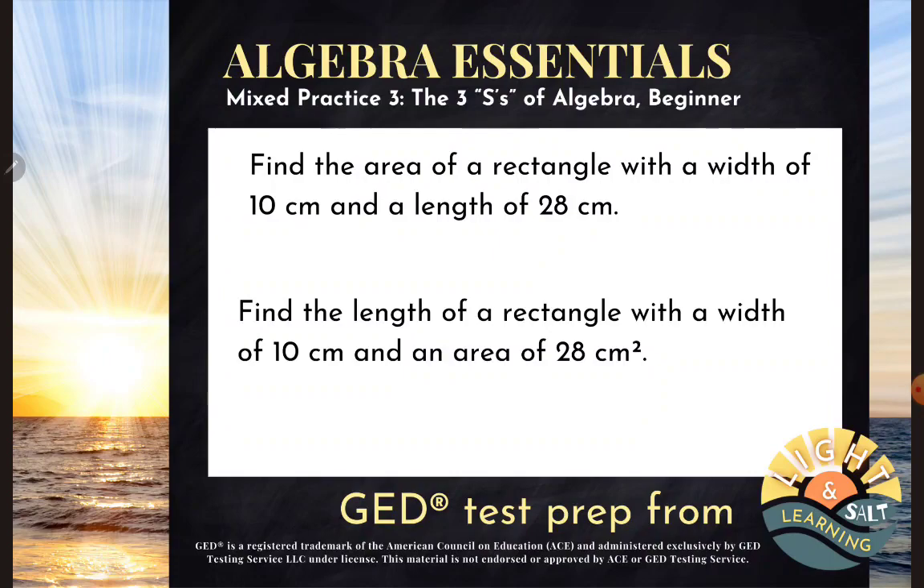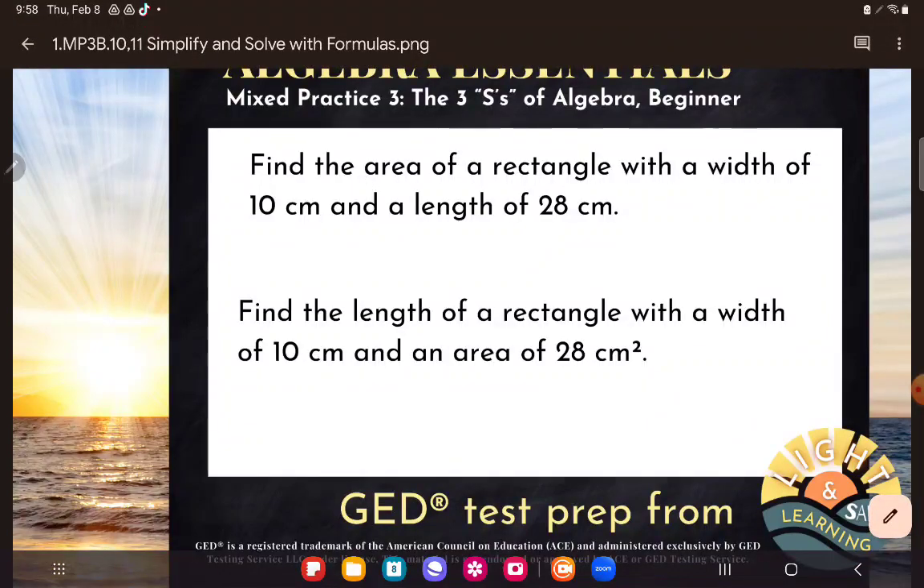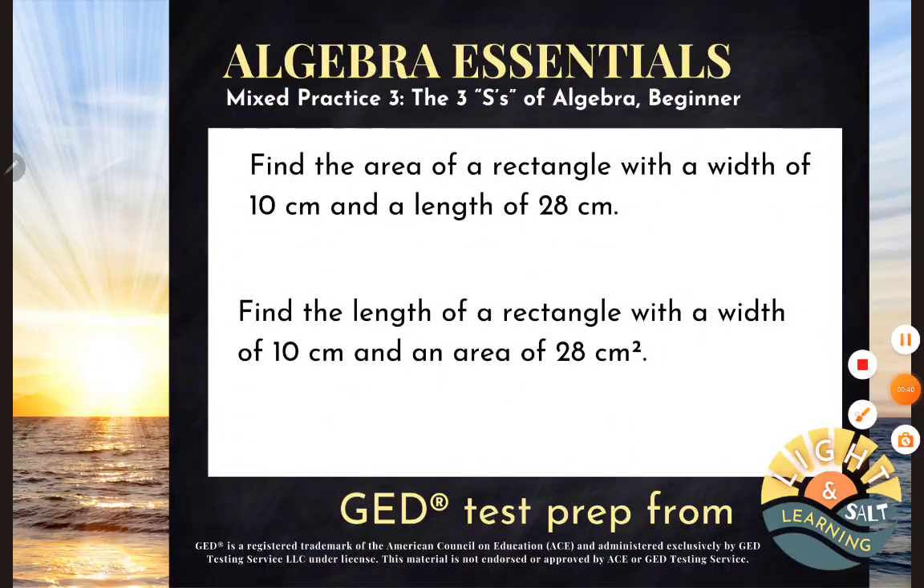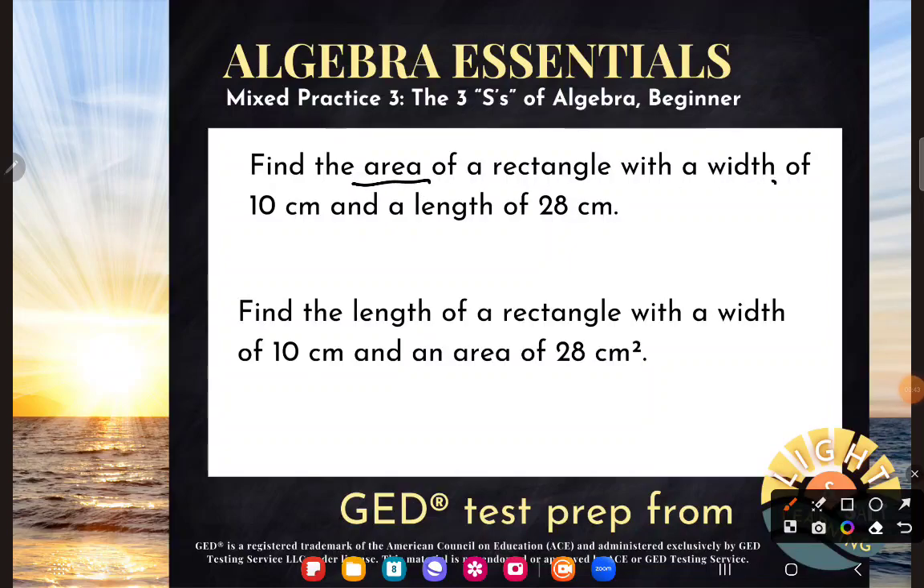Find the area of a rectangle with a width of 10 centimeters and a length of 28 centimeters. Now, you might be a ninja who knows how to find the area of a rectangle without the formula, but I'm going to use the formula just so I can show you these 3 lovely S's of algebra. So go hit up the formula sheet, find the formula that relates the area of a rectangle to its width and its length, and you'll find this: A equals LW.